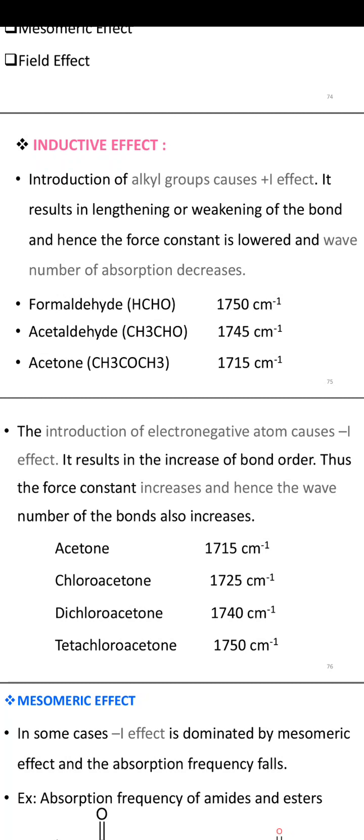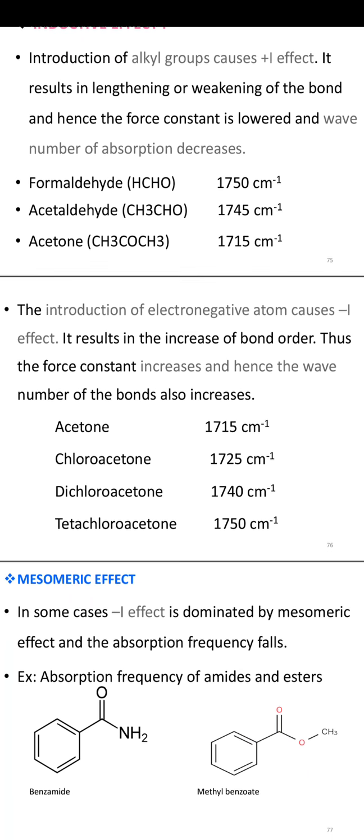So you can see here acetone, chloroacetone, dichloroacetone, means you are adding chlorine, an electronegative atom, to acetone, and you see that an increase in the wave number or frequency is taking place. So this is called the inductive effect, depending upon the group attached.